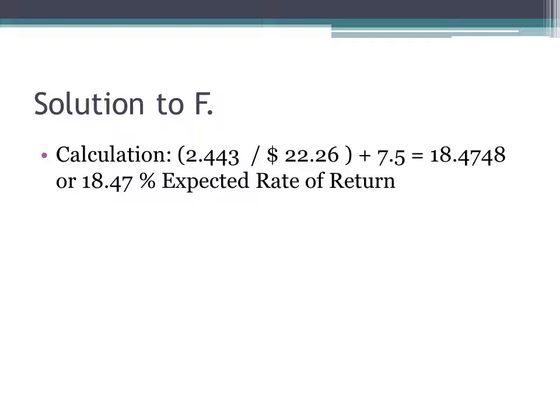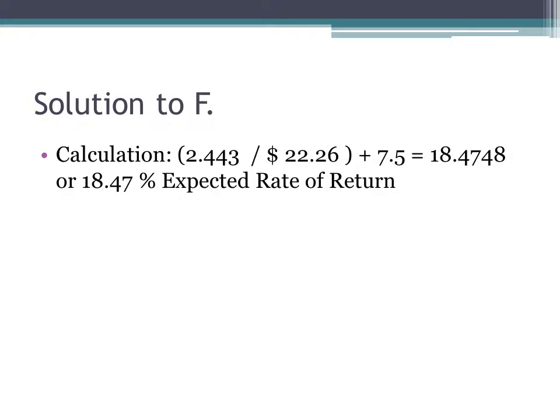Question 3F had asked, what is the stock's expected rate of return if the stock price was at $22.26 at the beginning of 1992, and we'll use the growth rates given in the introduction of this question. Through the calculations, we discovered that the expected rate of return is 18%.